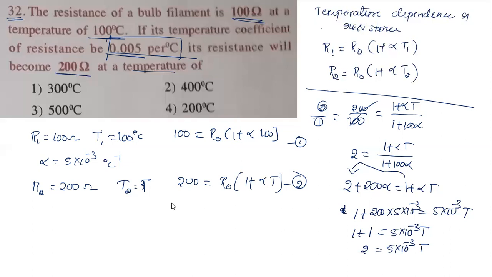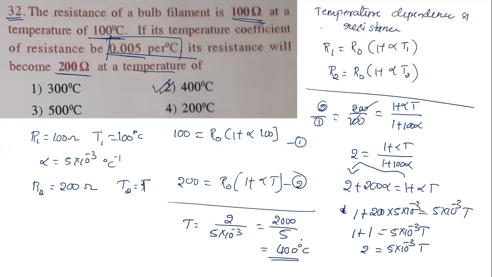Now I'm going to take it this side here. So it will become what now? T equal to 2 divided by 5 into 10 power minus 3. So it will become what now? 2000 by 5, because 10 power minus 3 will come to the numerator. It will become what now, students? 400. Where is an option, sir? 400 degrees Celsius. So you need to remember here what formula, students? These two formulas. How does the resistance depend on what now? Temperature.